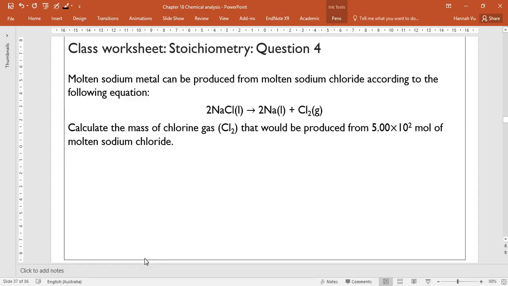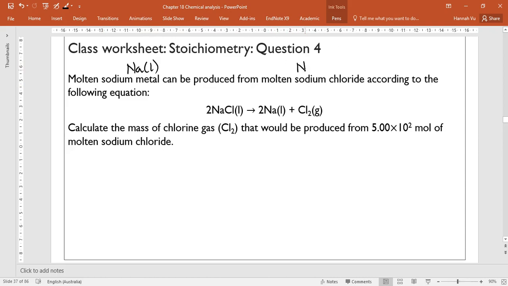Moving on to question 4. Hopefully this is a little bit more exciting than questions 2 and 3. We have molten sodium metal. If it says sodium metal, it means elemental sodium. Molten just means that it's liquid. It can be produced from molten sodium chloride.